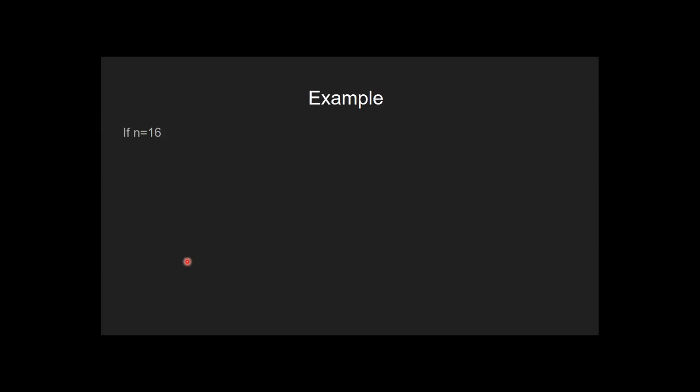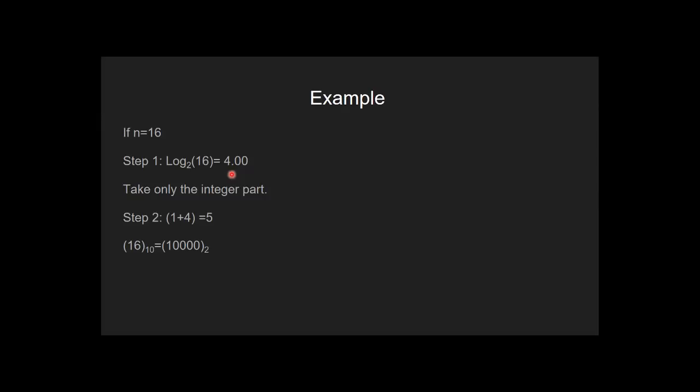Let's take another example. If n is equal to 16, then logarithm of 16 to the base 2 is 4.0. Taking only the integer part, in the second step, we add 1 to it and we get 5. If we look at the binary representation of 16, it has got 5 bits.